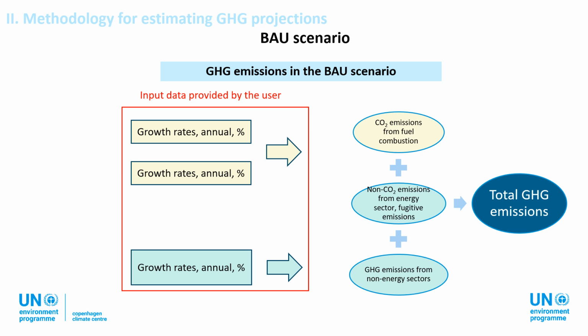Similarly, the GACMO tool estimates total GHG emissions for the business as usual scenario as a sum of CO2 emissions from fuel combustion, non-CO2 emissions from energy sector, and GHG emissions from non-energy sectors. In addition to that, it uses growth rates, and these growth rates are provided by the user for various sectors and various fuels. Thus, growth rates are used to make projections of greenhouse gas emissions towards future years, using start year data as a basis.